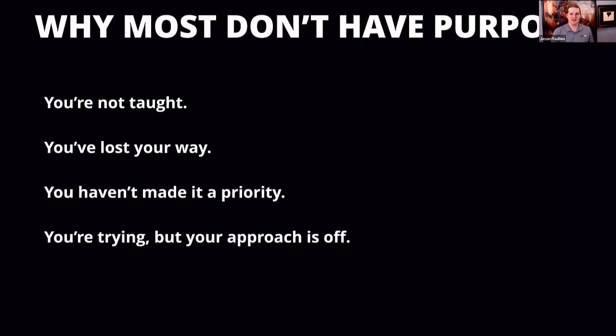Now, some of you are trying, and that's awesome. Your approach just needs some tuning up, right? You just need to dial it in a little bit. And how do you do that? You work with other people and you bounce ideas off them. They bounce it off you. You take input from a variety of sources. You stress test your purpose. You say, hey, let me try this on and see if it fits any better or not, right?